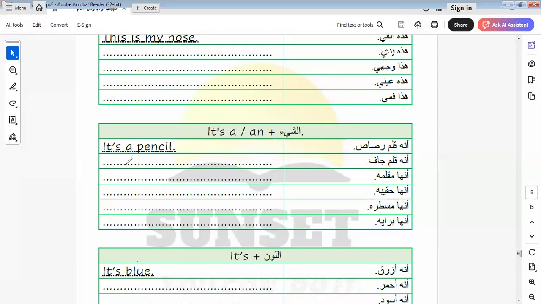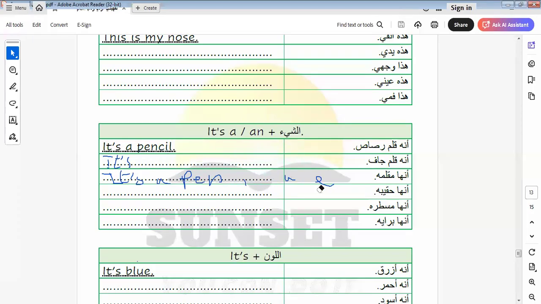Here it's a pencil. It's what? It's a pen. I answer some of them, and I will leave the rest to do it by yourself to end our video. Here, it's a pen. Here, it's a pencil case. The answer here is pencil case. So I leave the rest to do it by yourself.